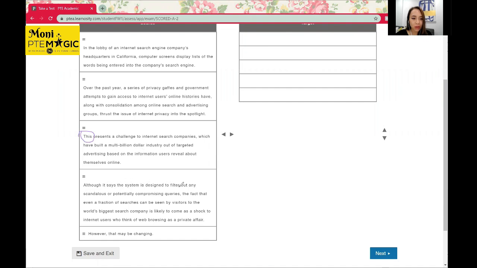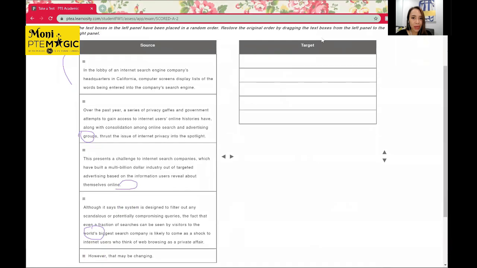Although it says the system is designed to filter out any scandals. The system, okay, we don't know what system. The fact that even a fraction, yeah, we don't know, so it can't be the first one. However, the word however, so it can't be the first one, so it can only be these two. In the lobby of an internet search engine company's headquarters in California, computer screens display lists of words being entered into the company's search engine. It's one of these two, right? But if you're in doubt, let's just find the pair first.